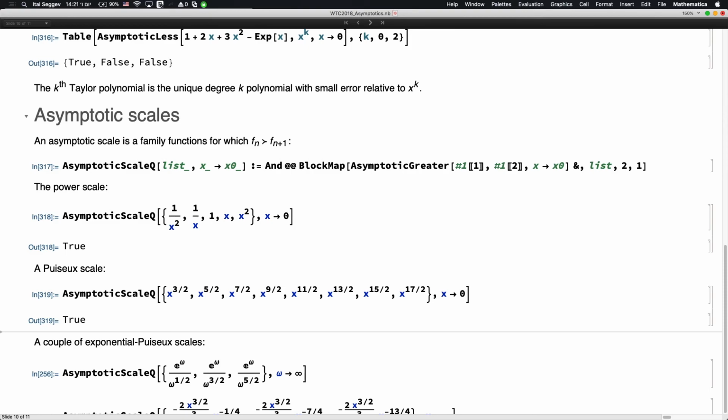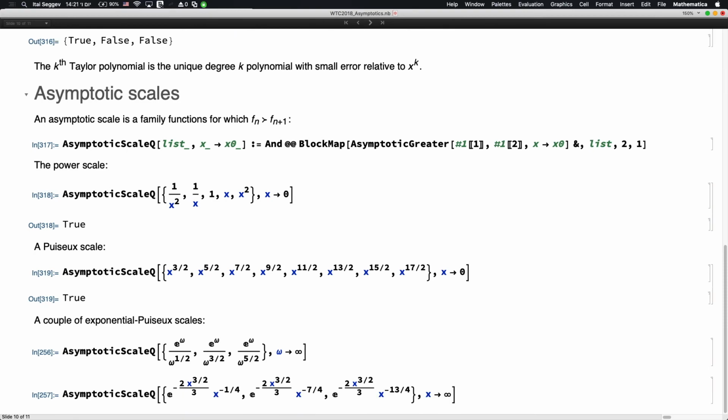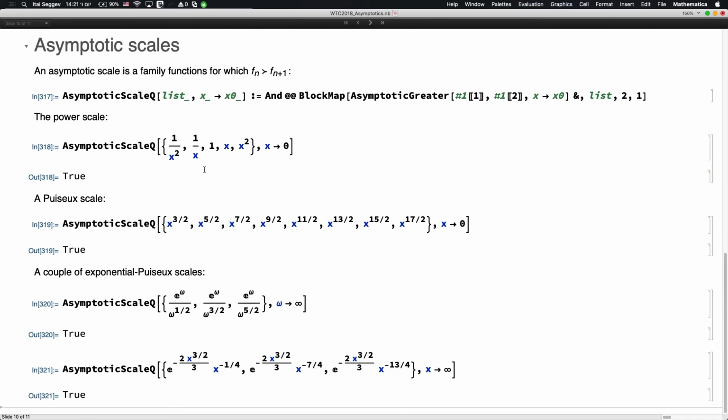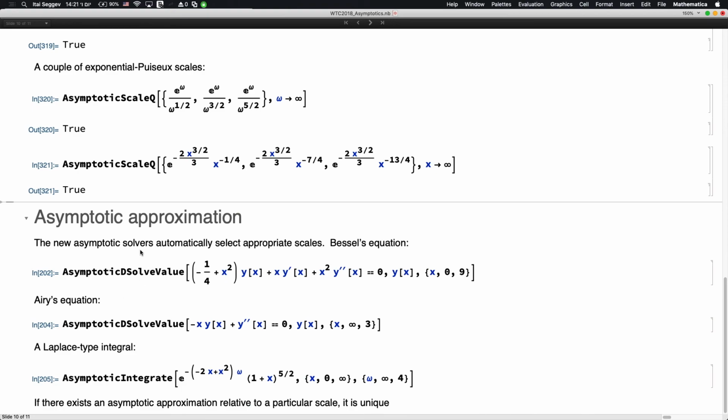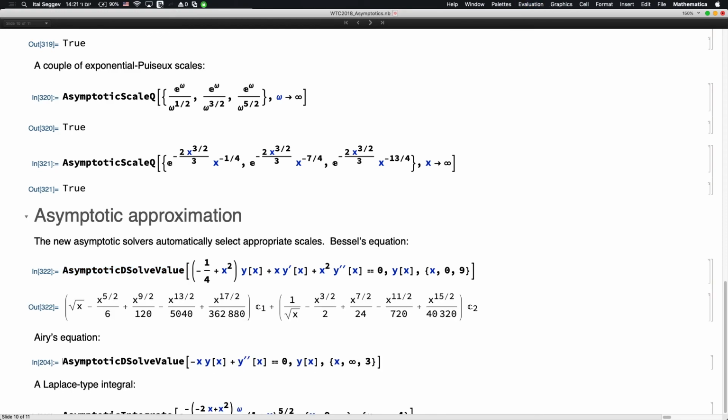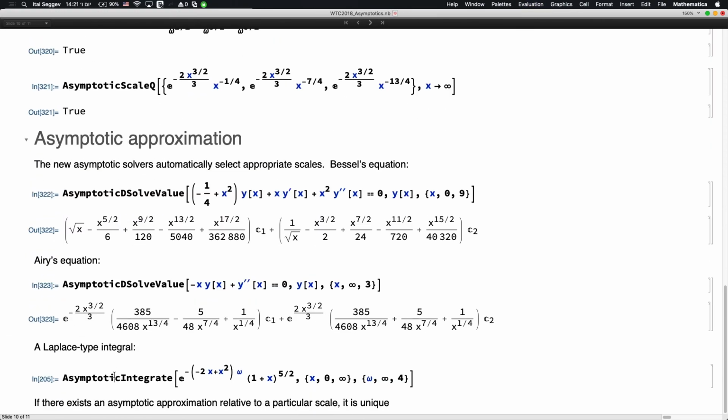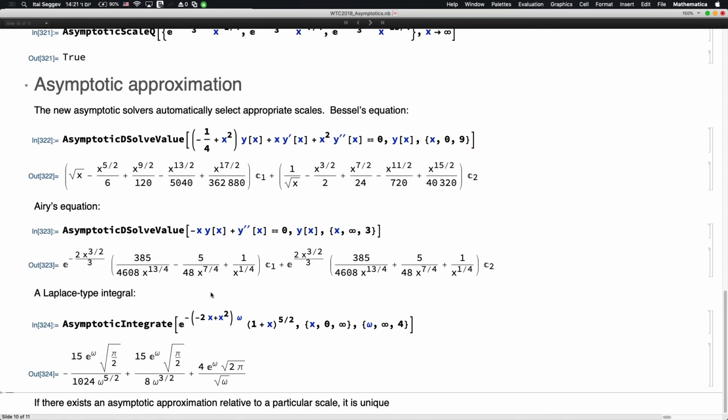I'm running out of time, so I will just mention very quickly that this x to the k is called the power scale, a notion of an asymptotic scale where you define a bunch of functions, each one smaller than the previous one. The power scale is one of them. Then you have the Laurent scale, if you include the negative powers. Puiseux scale means you have fractional powers with a fixed smallest denominator. And here are a couple of crazy exponential power scales.